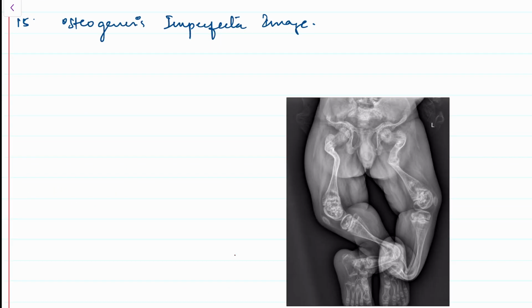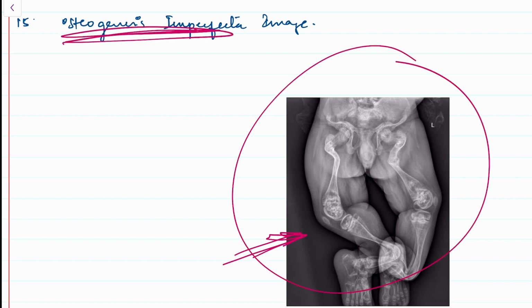Next up, something like this was given in the exam and they were asking about the answer. You can see all the bones are weirdly bent and there is osteopenia also. So this is most likely osteogenesis imperfecta. If that was in the options, then that would make it the right answer.